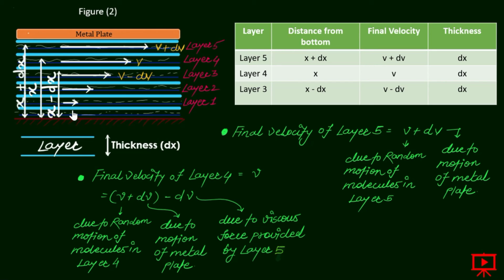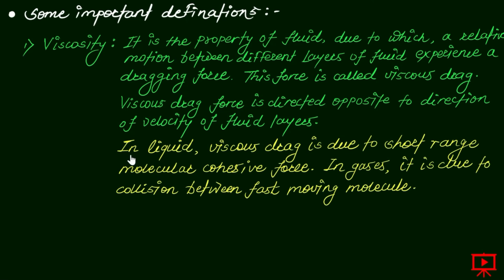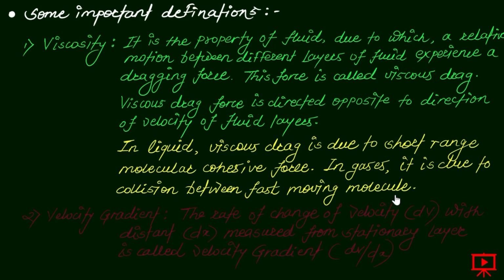So what is the result here? At the bottom, the velocity of the layer is approximately 0. So this is one reason due to which a fish can swim easily at the bottom side of water bodies. In liquids, the viscous drag force is due to the short range molecular cohesive force, and in gases it is due to the collision between the fast moving molecules.